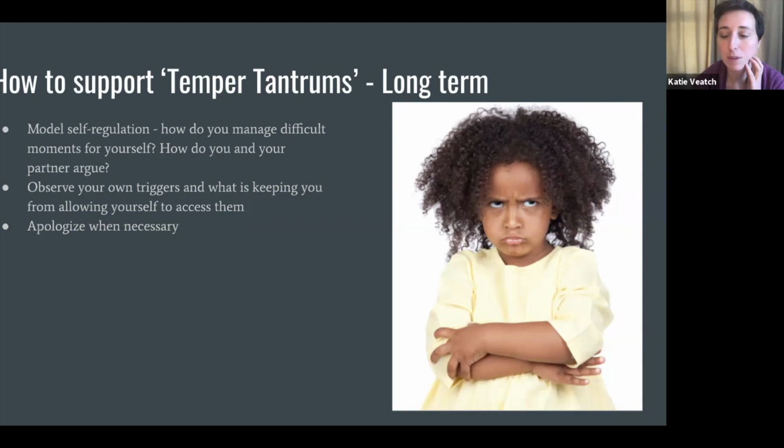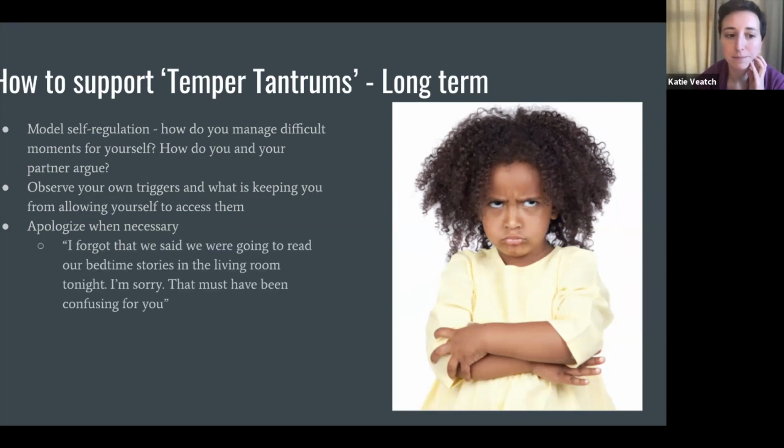Because if we have a reason and we understand what the rule is, it's easier for us to explain it to the child. And apologize when necessary. I forgot that we said we were going to read our bedtime stories in the living room tonight. That must have been confusing for you. This happened to me with my child, where he threw a huge fit when we were going to bed and I couldn't figure out why. It's because he'd asked me something earlier in the day and I totally forgot.